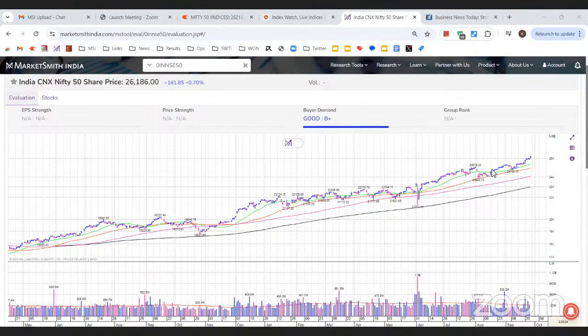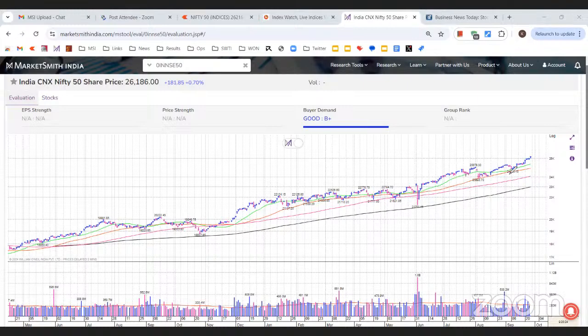Once again, a very good welcome to everyone for Stock Durbar from the MarketSmith India team. First, we'll analyze Nifty's daily chart. As you all are aware, Nifty is currently trading at all-time high levels. Today, it has scaled the 26,000 level for the first time. It closed around the 26,200 level, which is a new all-time high on the index level.